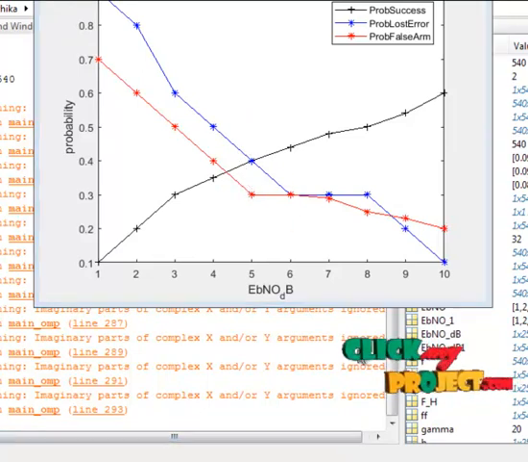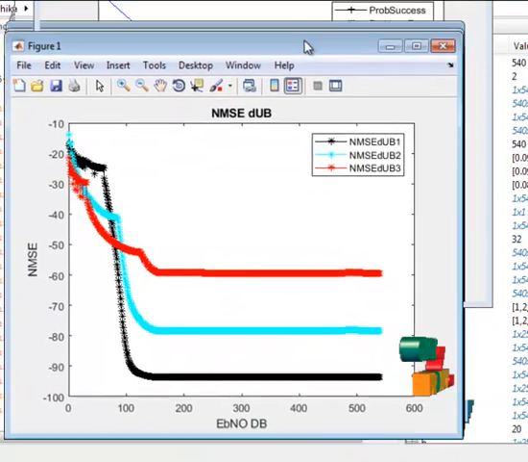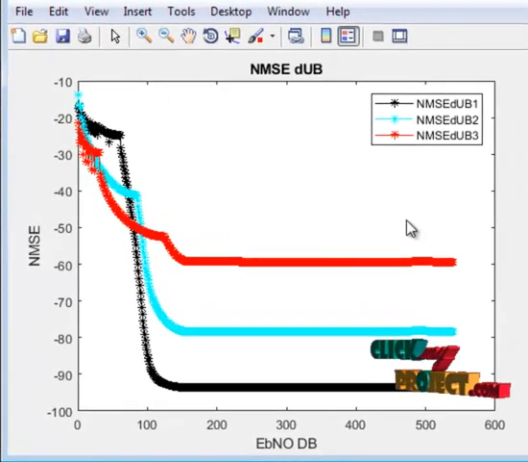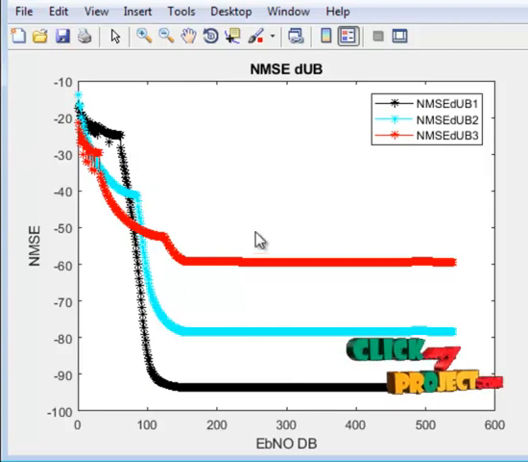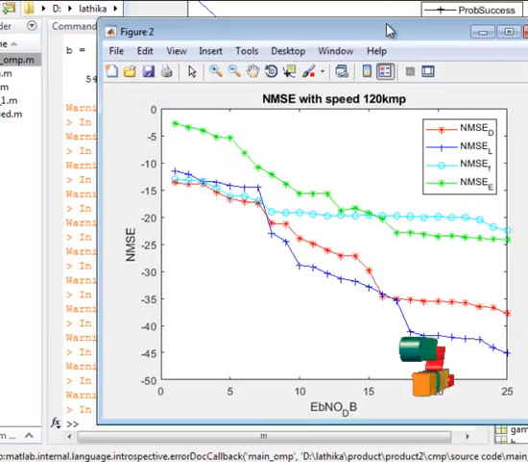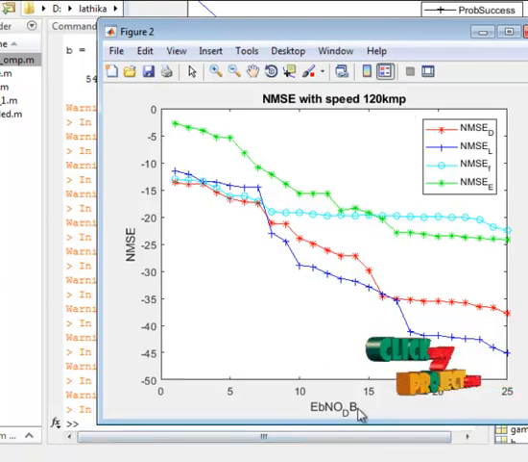This is figure 1. In this figure 1, this is NMSE DUB, which is plotted between Eb/N0 and NMSE. There are 3 graphs, differentiated by speed, that is, the speed is 90 km, 120 km and 150 km. Then the second graph is also NMSE with speed 120 km, that is Eb/N0 dB and NMSE.